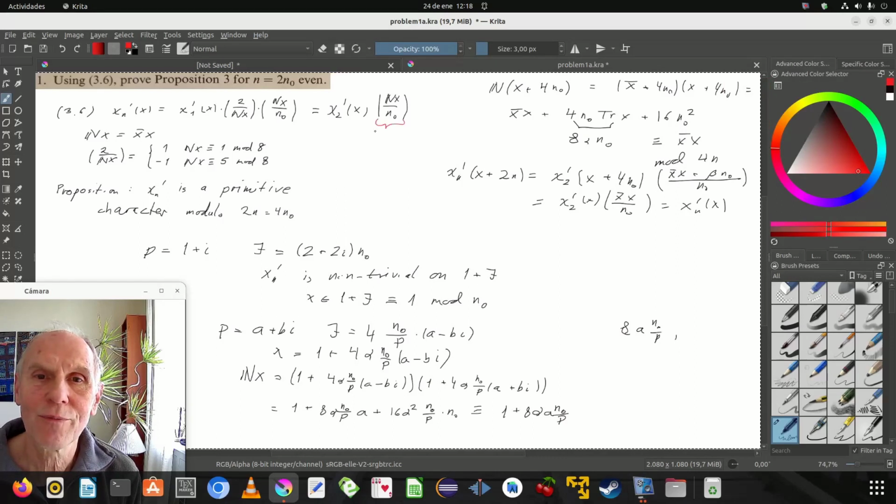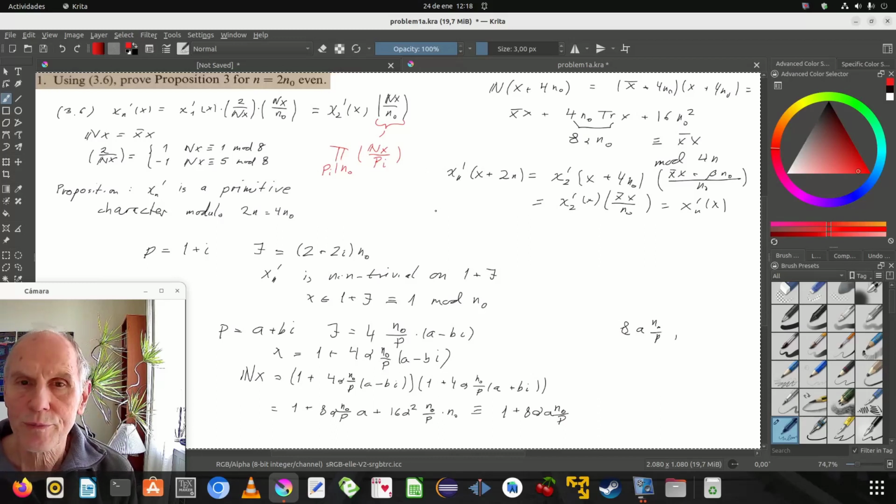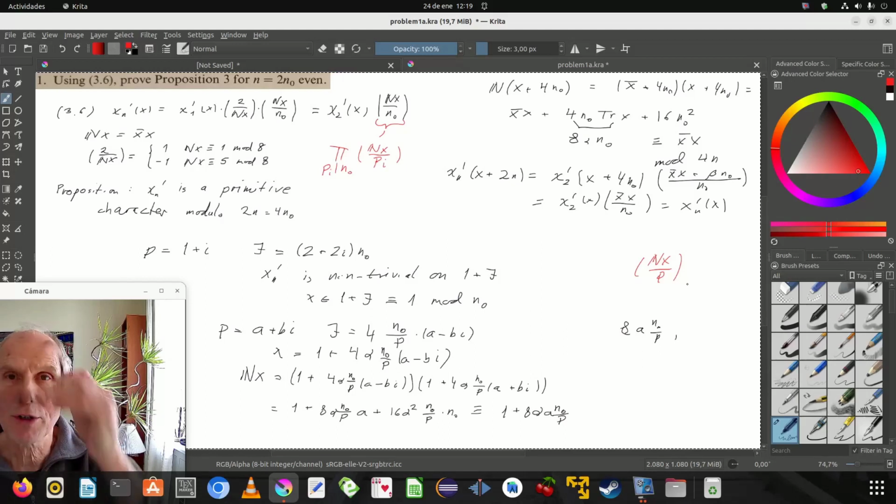You see, this guy, it's the product where the primes divide n naught. That index was not necessary. And it's equivalent to 1 modulo all the primes except p. So they all give the same except an x modulo p. So we must run through all the residue classes modulo p.